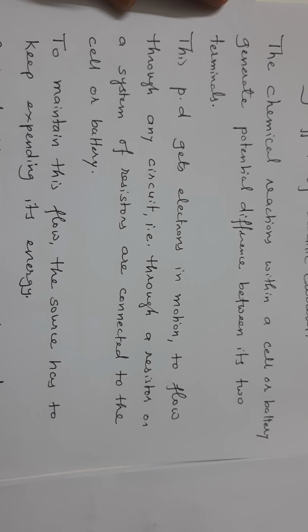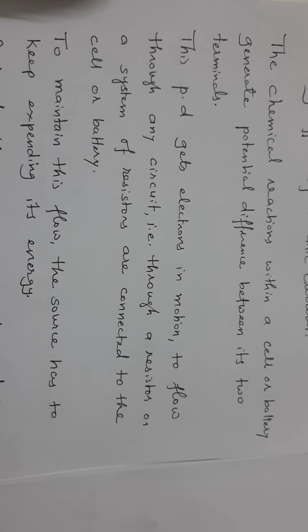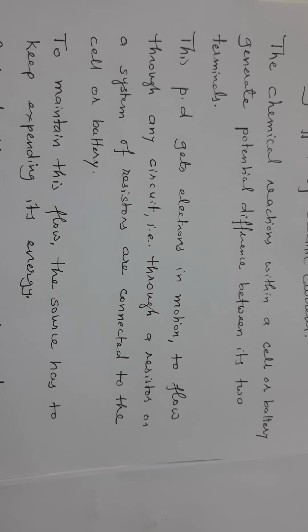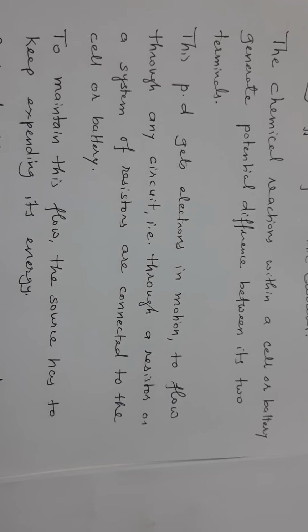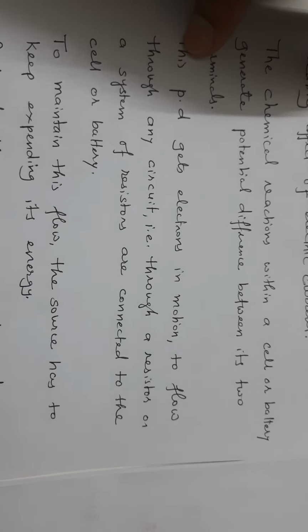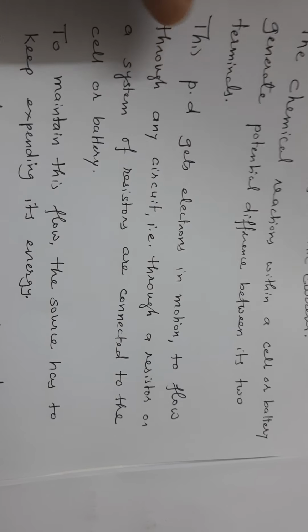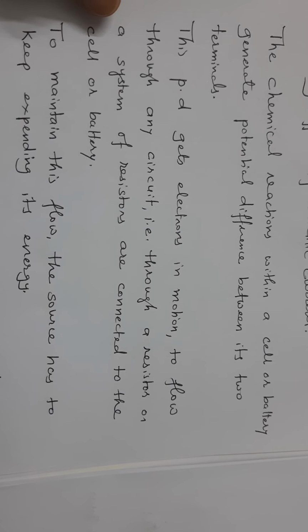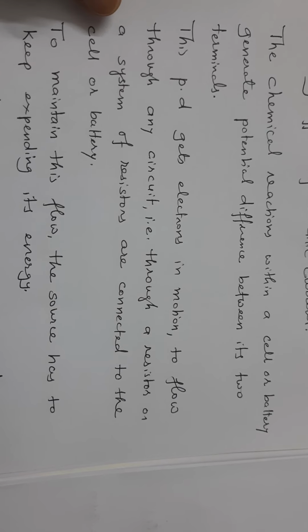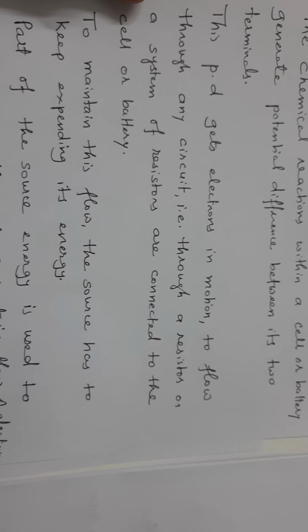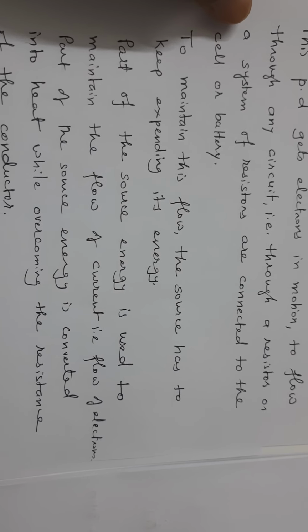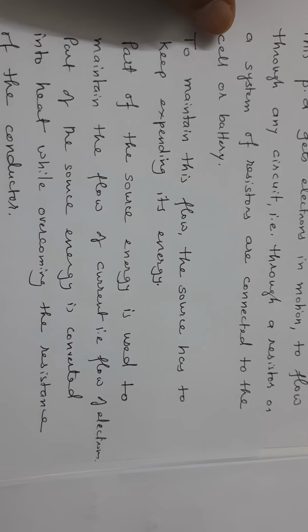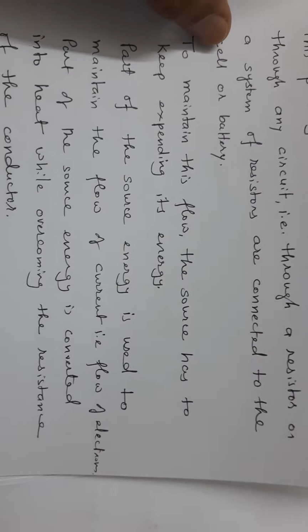So to maintain this flow, the source has to keep expending its energy. In order to bring those electrons in motion, energy has to be continuously supplied. Part of the energy is used in maintaining the flow of electric current, that is the flow of electrons. Part of the source energy is converted into heat while overcoming the resistance of the conductor.